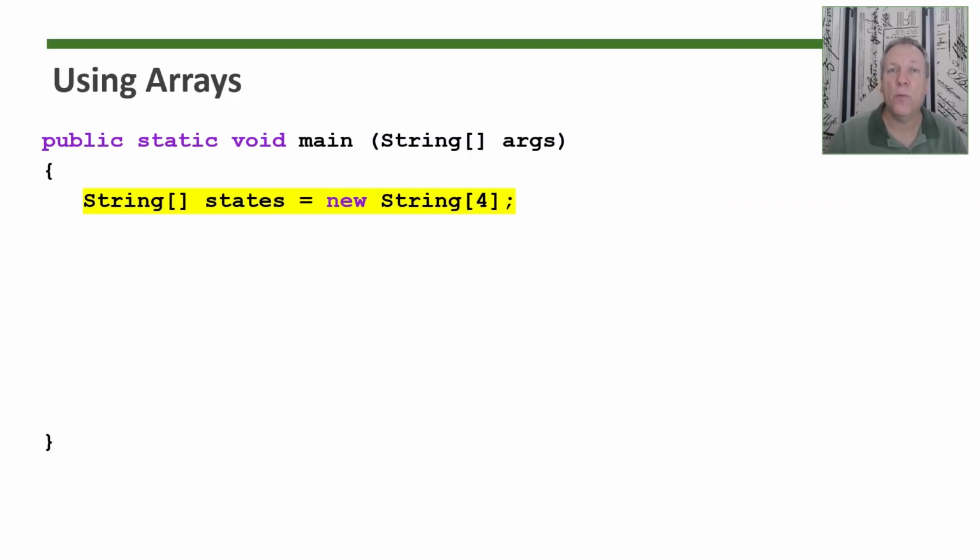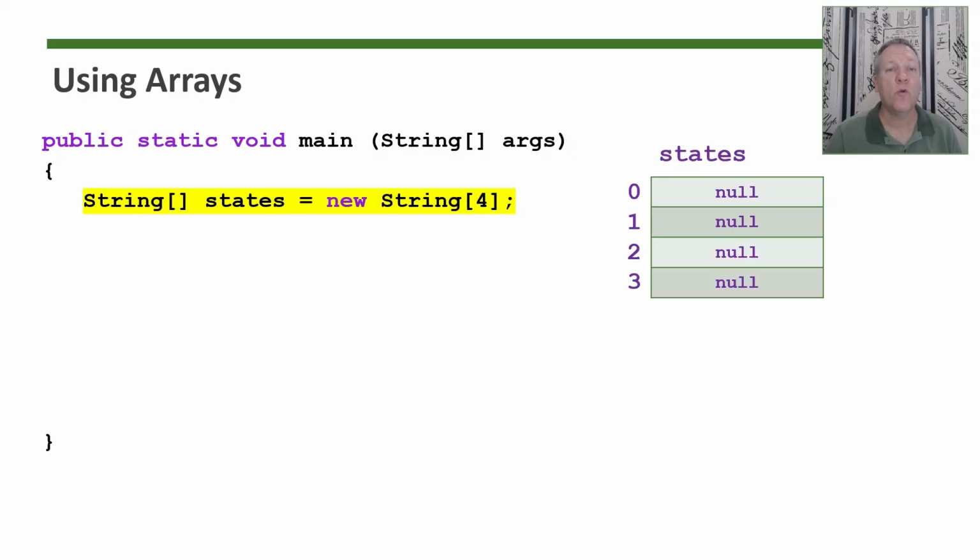Now, in the last video, we talked about how we can actually create arrays. Here's an example of that by saying String, open close bracket to indicate an array of strings. The name of my array is states, and then I say equals new String 4. And by putting a 4 in that second set of brackets, this will create an array of size 4 that has the potential to store strings. Now, right now, all of those elements are null because I haven't actually put anything into the array.